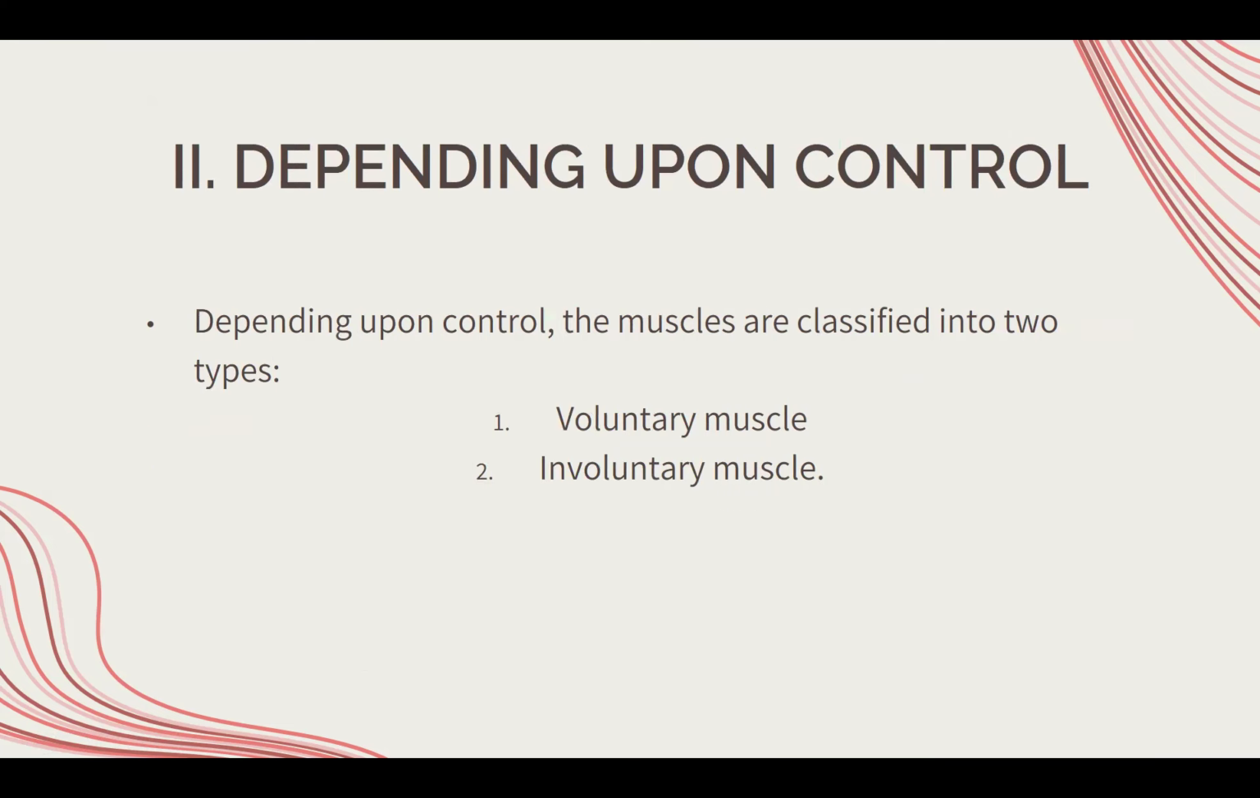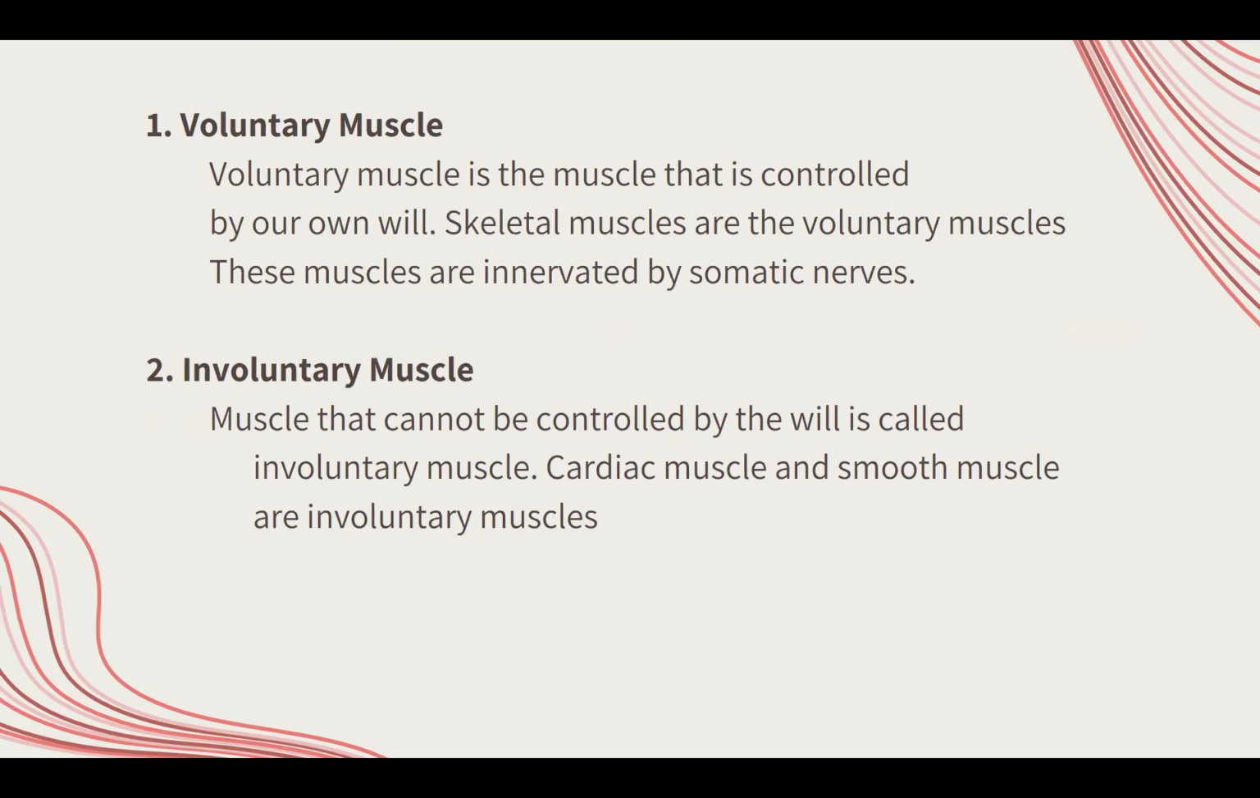Depending upon the control, as we talked about previously, muscle tissue is classified into voluntary and involuntary muscles. Voluntary muscles are the muscles which can be controlled by our own will. Skeletal muscles are voluntary muscles, and they are innervated by somatic nerves. For example, skeletal muscles like our biceps and triceps are controlled voluntarily; we can control them by our own will.